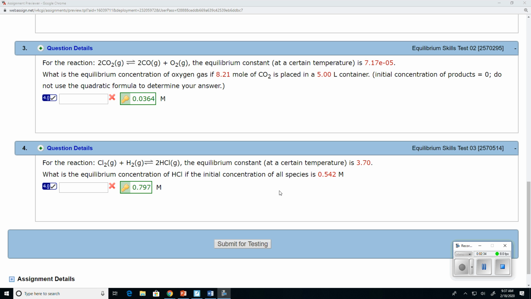Finally, number 4. What is the equilibrium concentration of HCl if the initial concentration of all species is this? If you're given an amount of everything to start, you have to realize step number 1 is the reaction quotient. Figure out the direction of the reaction. Then step 2 can be setting up the ICE table, minus X, plus X, whatever it might be, and doing the math that we did. Again, I see a 2HCl there, which tells me that probably at some point I'm going to be able to do a square root to both sides to simplify.